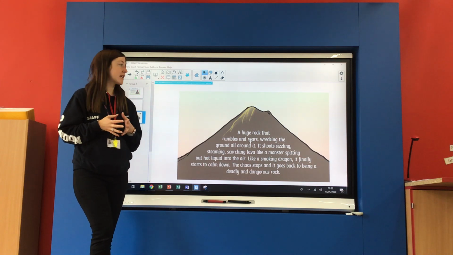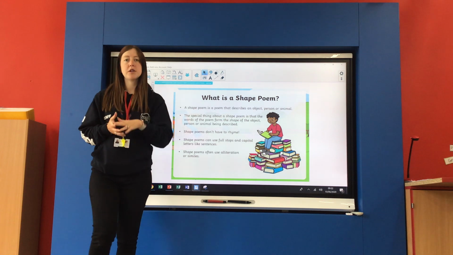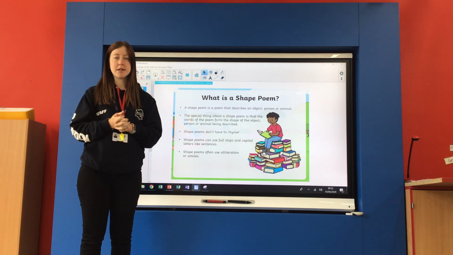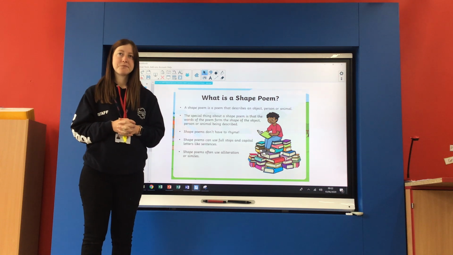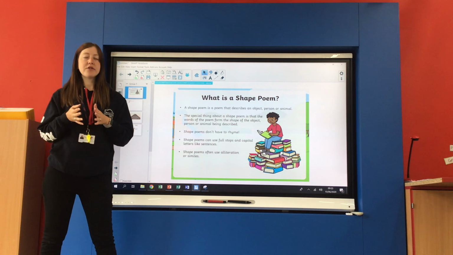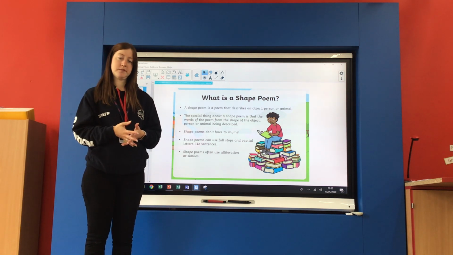This week we're looking at a special kind of poetry. Can anybody remember what kind of poetry we're looking at this week? You had a read of some of these kind of poems yesterday. This week we're looking at shape poems. Can anybody remember what we said made a shape poem special?